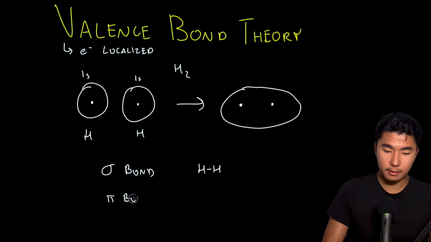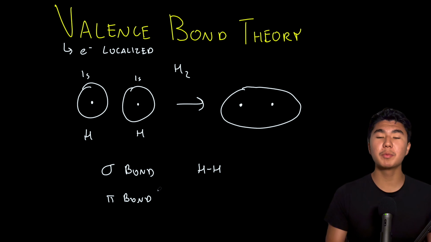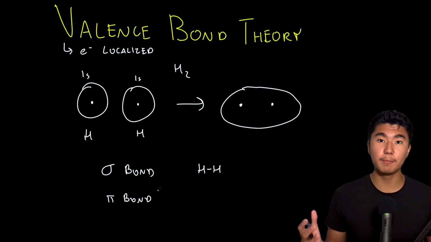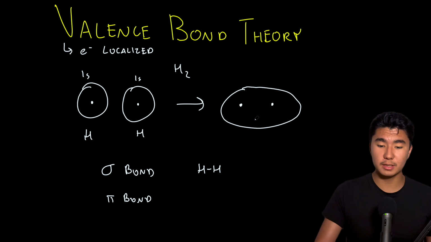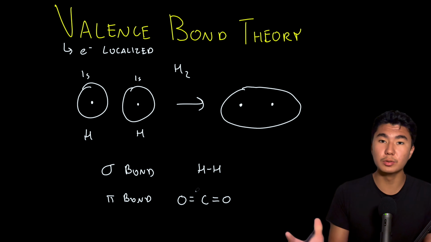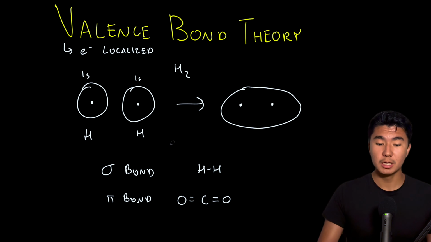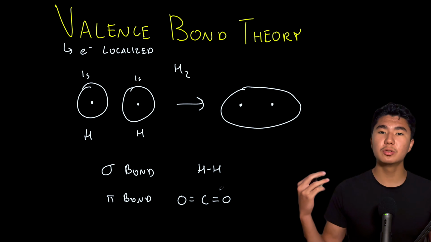Pi bonds come into play when we have double or triple bonds, so when we have more than one bond. It might be something like CO2, where we have these double bonds. I'm not going to write the whole Lewis structure of CO2. We'll actually talk about that in terms of hybridization. But just looking at sigma bonds and pi bonds, if we have a double bond, that means we have one pi bond. If we have a triple bond, that means we have two pi bonds.